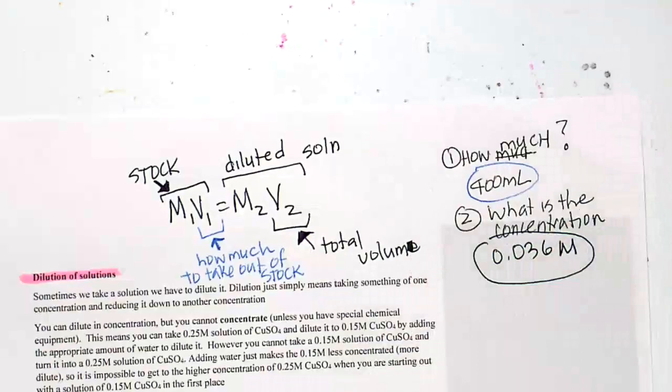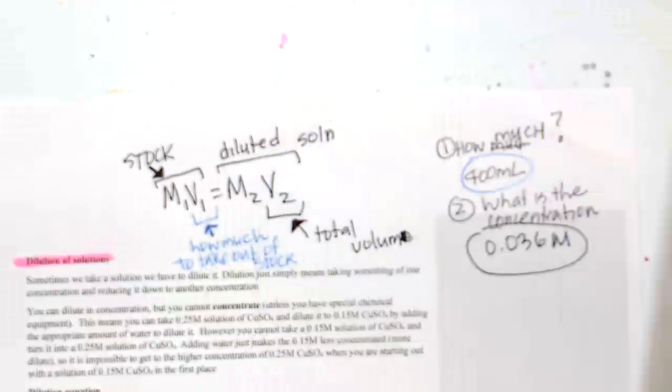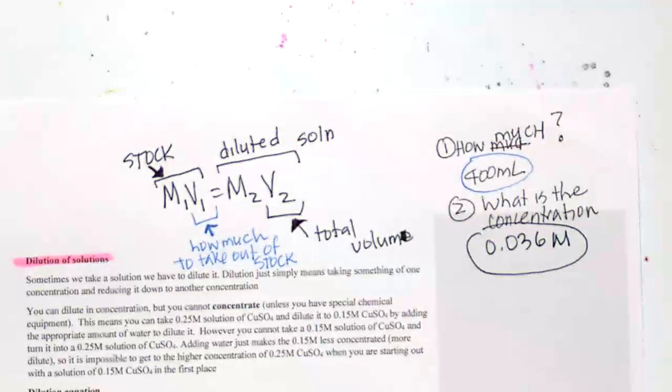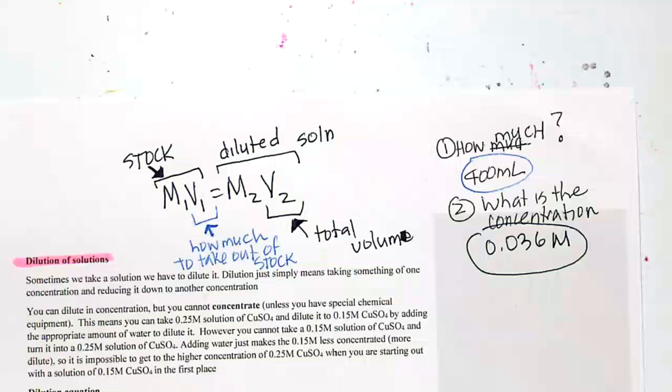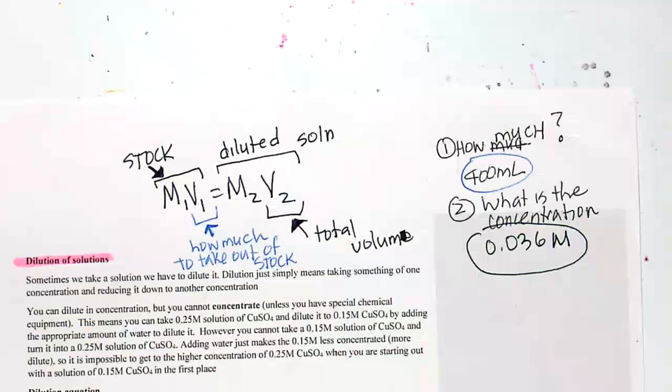Okay, why did I say this has to be less than 0.057? Right, you cannot produce more. All you can do is take this solution and make it less concentrated by adding solvent, in this case water. This is the very essence of dilution, the very essence of this equation. Adding water to make this less than what it is, because you need it dilute.